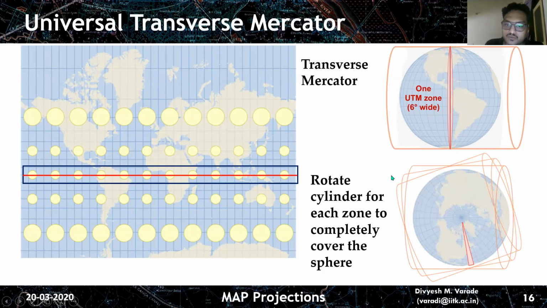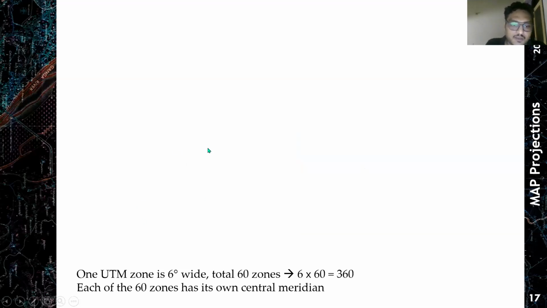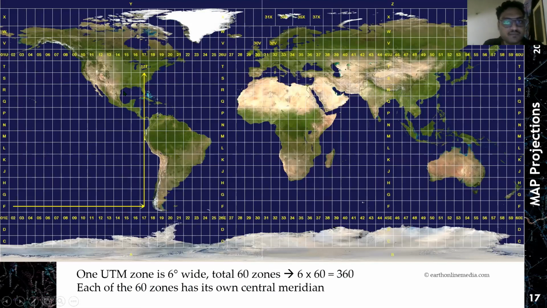What if we kept on rotating the cylinder to map each of the meridians, and then we assimilate these 6-degree strips into one complete map? This is the idea behind the Universal Transverse Mercator. In UTM, each zone is 6 degrees wide, and to cover 360 degrees of the sphere, we need 60 zones. Each of these 60 zones has its own central meridian. So this is the UTM zone map of the world, and you can see that it stretches from zone 1 to 60.